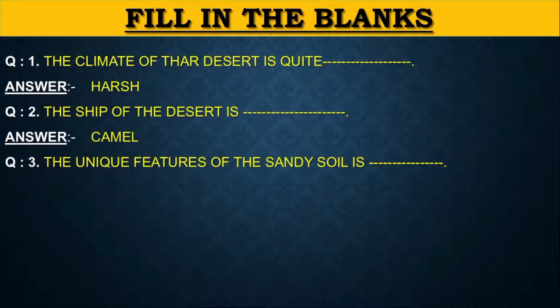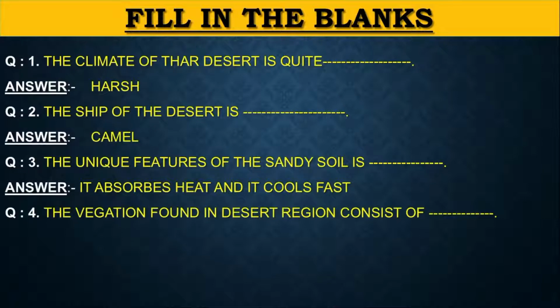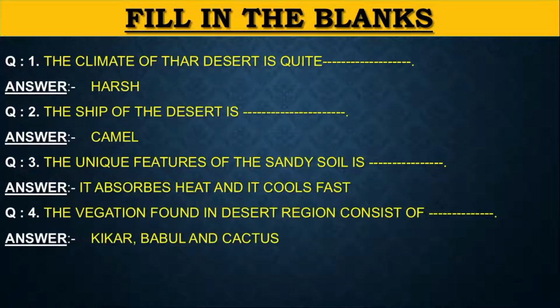Next question. The unique features of the sandy soil is dash. Answer of the question is it absorbs heat and it cools fast. Next question. The vegetation found in desert region consists of dash. Answer of the question is kikar, bapool and cactus.